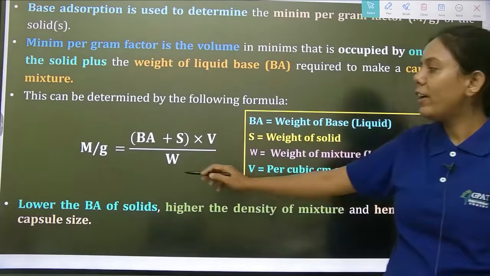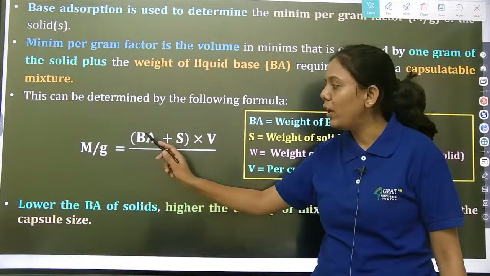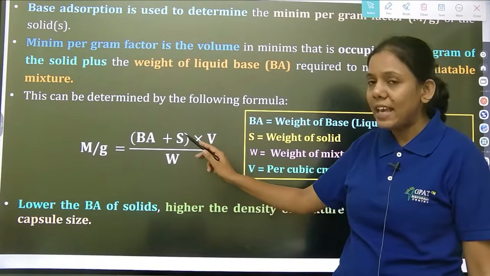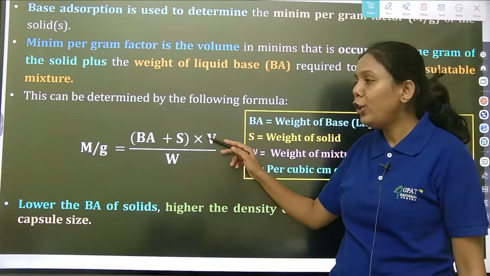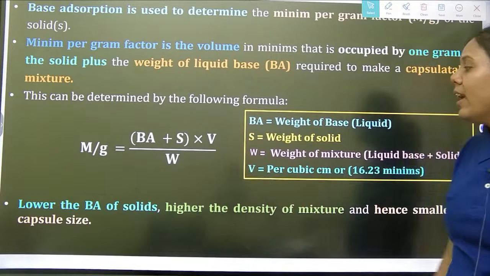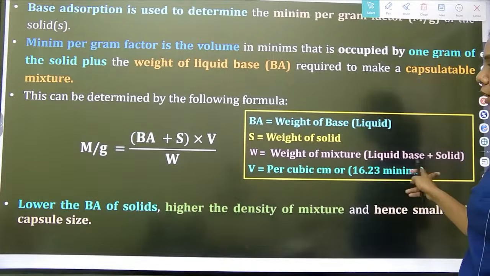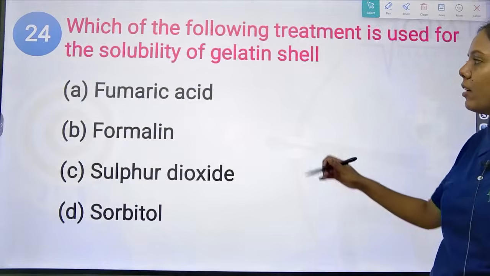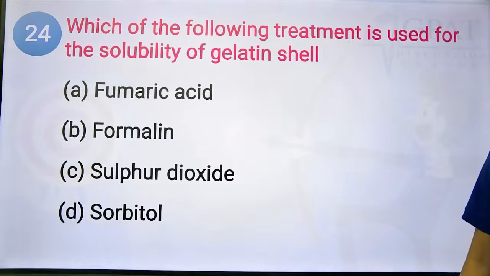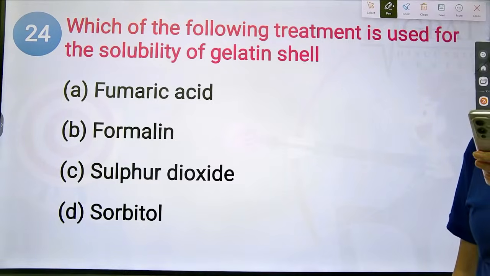And then if you calculate further, minims per gram is equal to base adsorption plus S, that is the weight of a solid, into V, the weight of a volume of liquid, over W, the weight of the mixture, that is total liquid plus solid. We will solve this. Chalo, next, can you tell me what should be the answer for this?